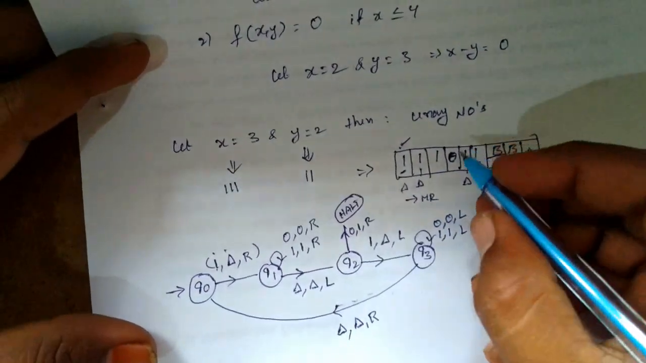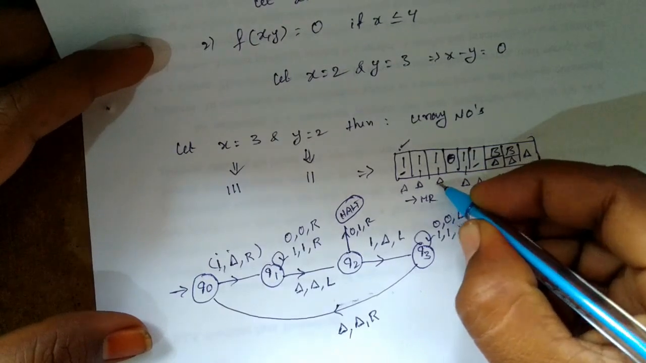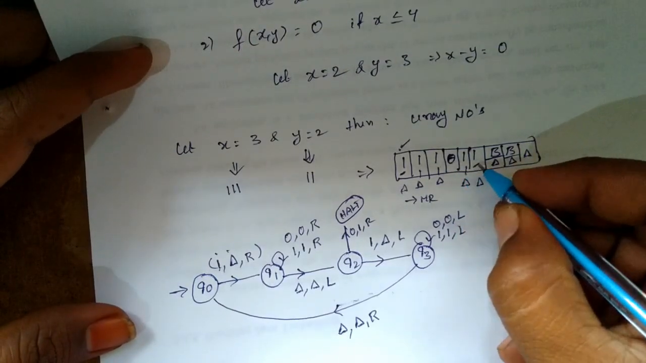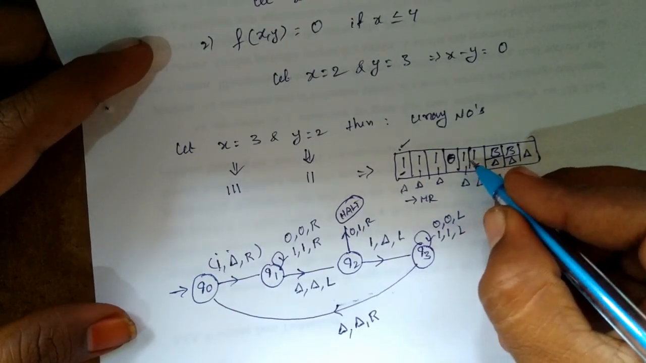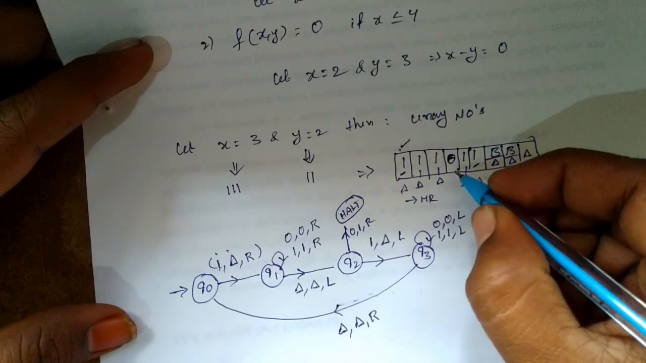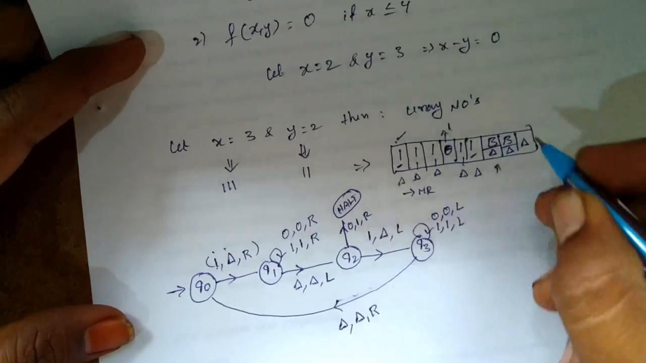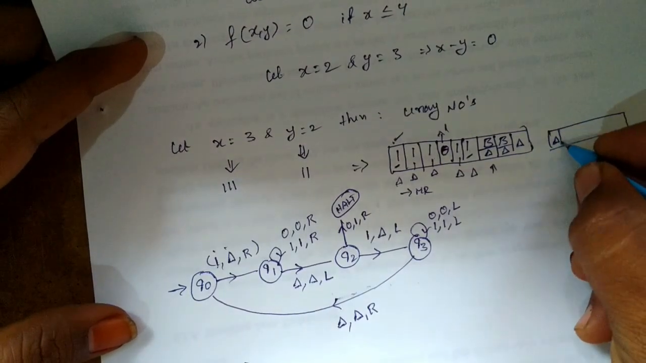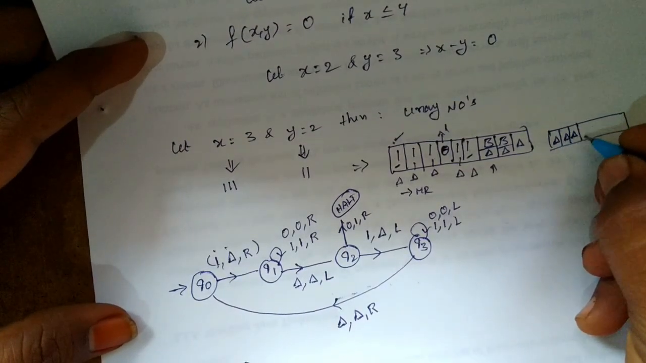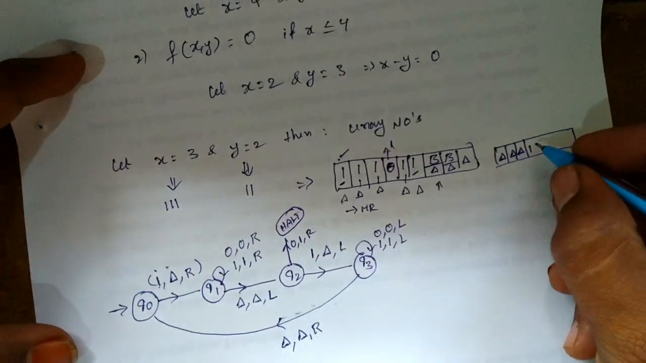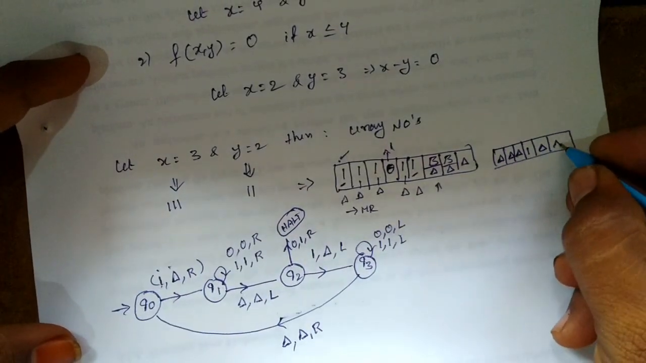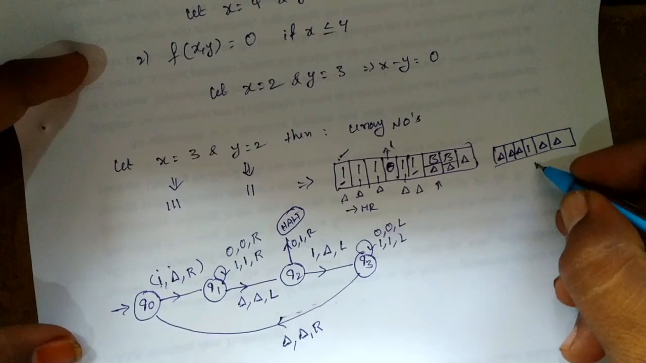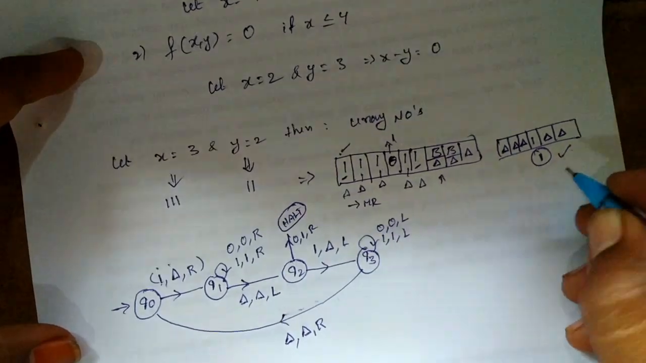So till now what happened: this one can be converted as del and then move right. Here after 0 there was no 1, so this 0 can be converted as 1. So finally the input tape contains del, 1, del. So the result is 1. So this is the answer.